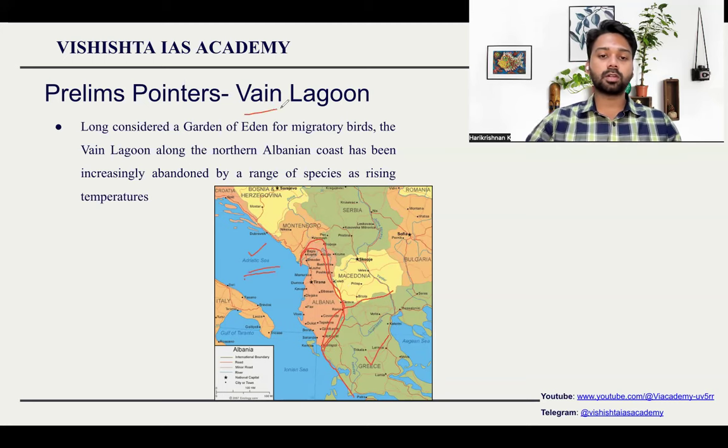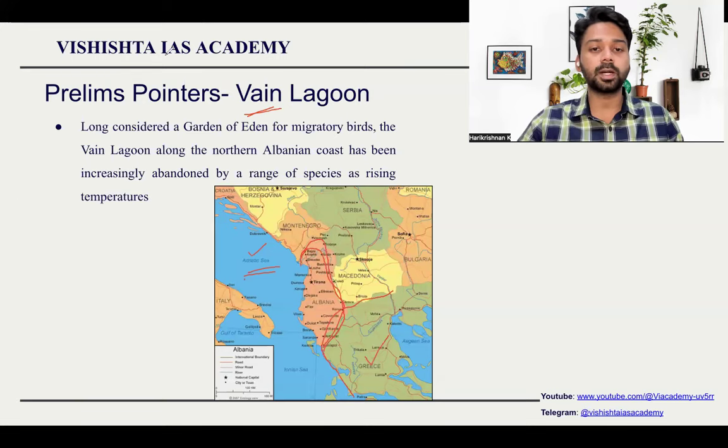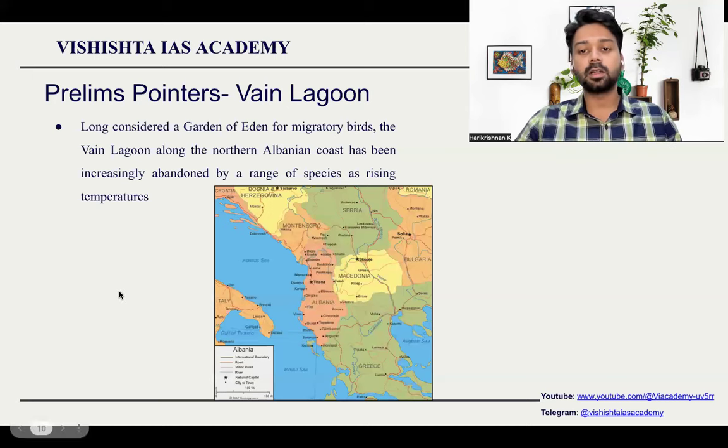So there is a lagoon called Vane Lagoon in Albania, and this lagoon is very well known for migratory birds. But in recent times, the number of migratory birds that come to Vane Lagoon has decreased because of climate change. So recently they are asking questions about lakes, mountains, etc. in different countries. So you need to know about it also.